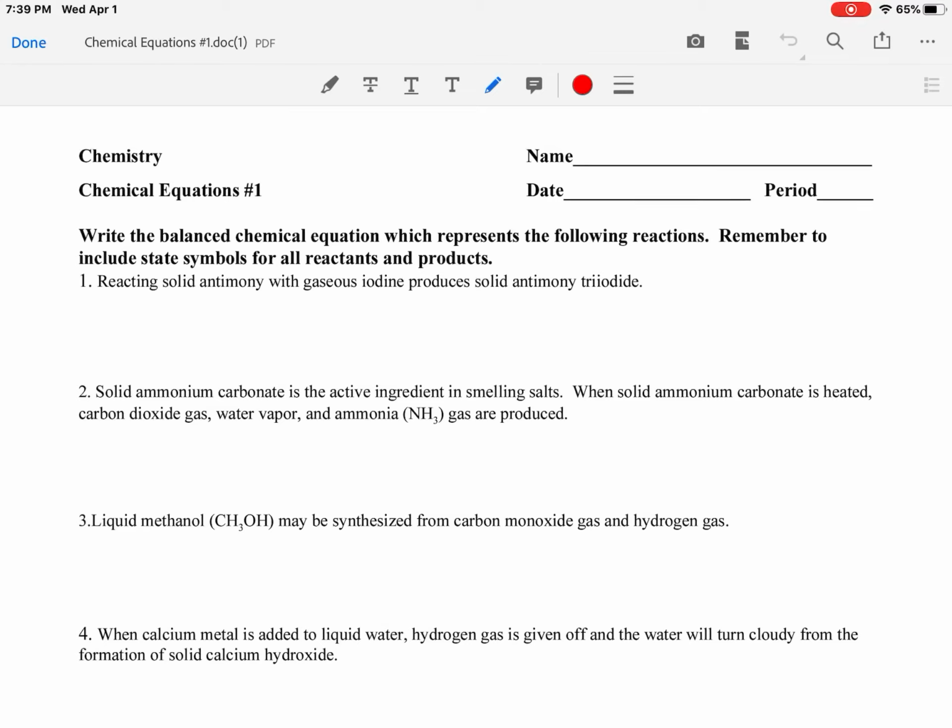So number one here: reacting solid antimony with gaseous iodine produces solid antimony triiodide. So right away when we see that word produces, we know that what follows that is going to be the product. Antimony triiodide: antimony is the weird symbol Sb, and triiodide, of course, means I3, and it does say solid, so I can put S in here for solid. It looks like that is the only product, right?